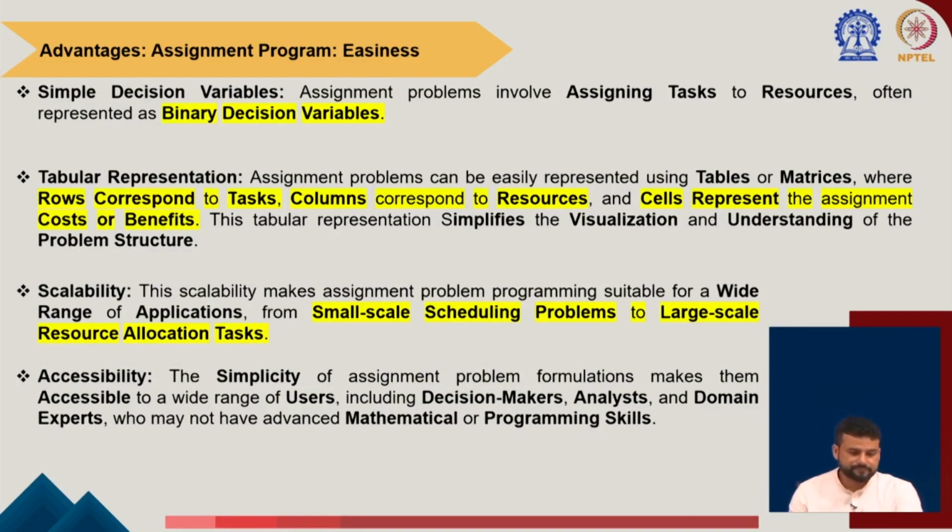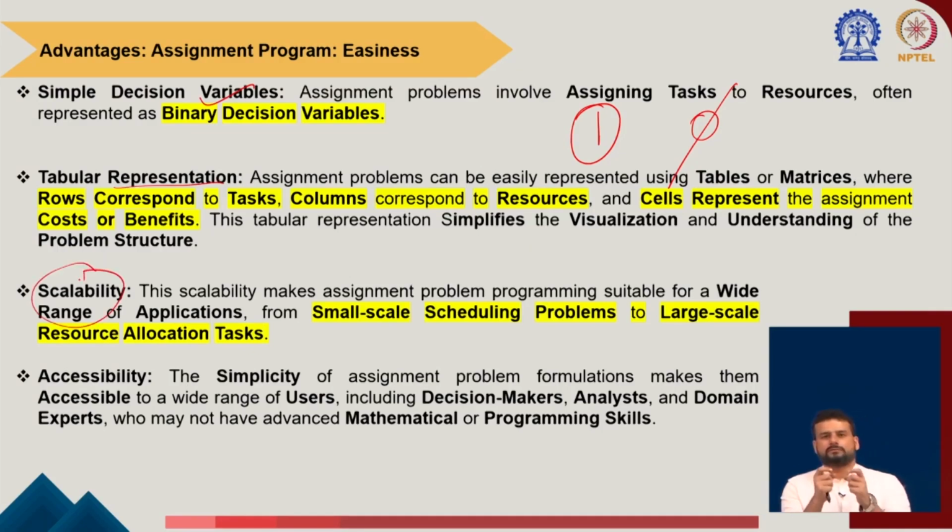Then easiness, because we know the decision variables, right? And how we can control, only a binary decision. If you are assigning, you will assign 1. If you are not assigning, you will assign 0. No other intermediary value is there, right? Tabular representation, which is very easy to understand, because we are preparing the cost matrix, we are preparing the allocation matrix, and in the end, just multiplying and summing up all the values, we can find out the minimum cost.